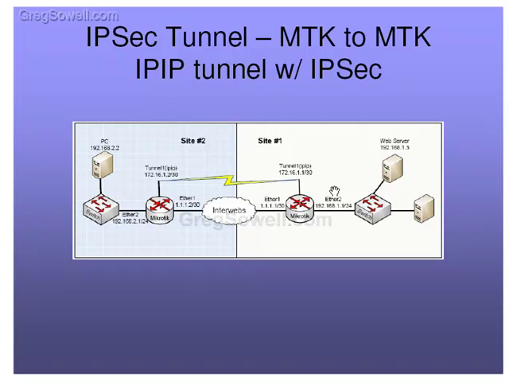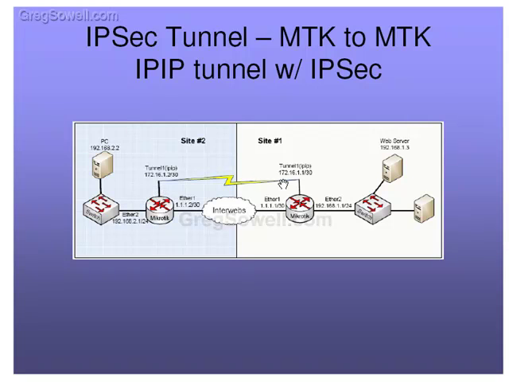Alright, Mikrotik to Mikrotik with IPIP tunnel using IPSec. So what this is going to do is we're going to create an IPIP interface on each of our Mikrotiks. As you can see here in the diagram, give them 172.16.11, 30-bit subnet, and on site 1 and then .2 on site 2.